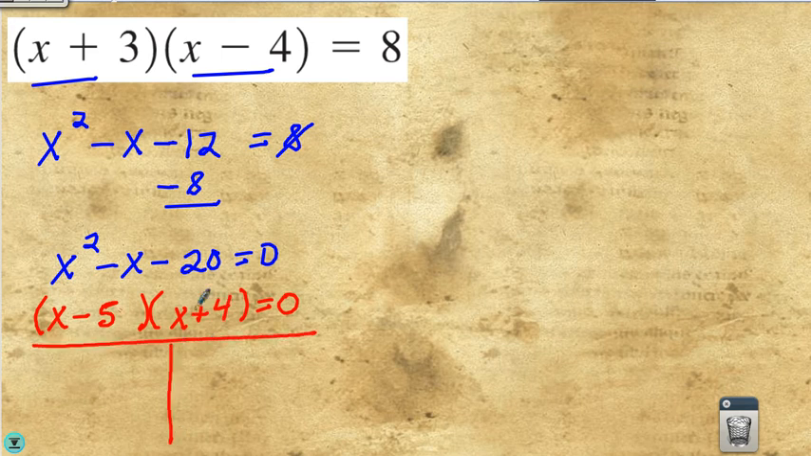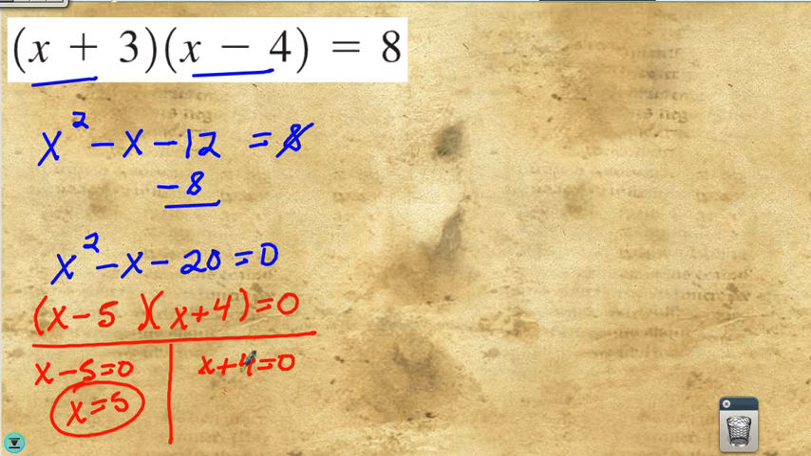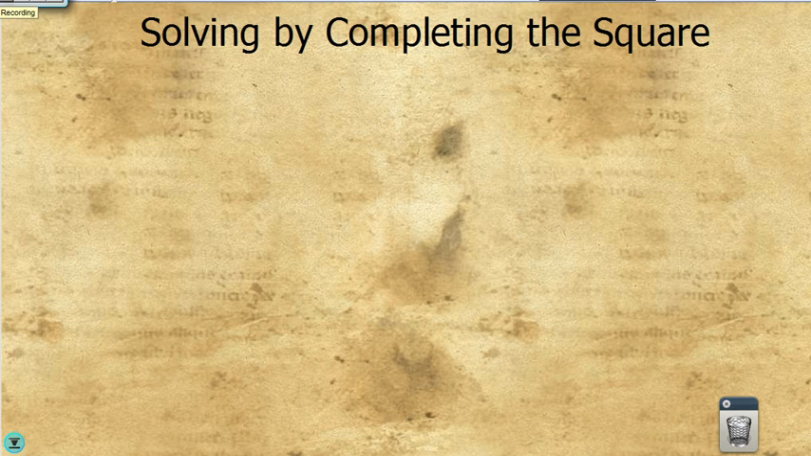Two things multiply to give you 0, split it. Either x minus 5 is 0 or x plus 4 is 0. Move the 5 over, gives you an answer of x equals 5. Move the 4 over, gives you an answer of x equals -4. Before we go into this, though, just a reminder, if you have to solve one by factoring that has a number out front, you have to do the whole bottoms-up factoring.